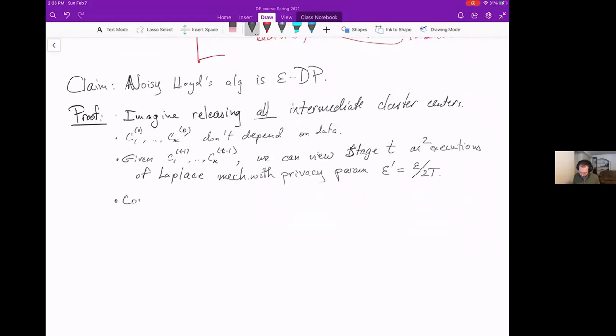Okay, so the cost per stage is epsilon over t. And then the cost for the whole algorithm, that's the sum over the stages of the cost at each stage. Okay, so that's t times epsilon over t, which is epsilon. Okay, QED.